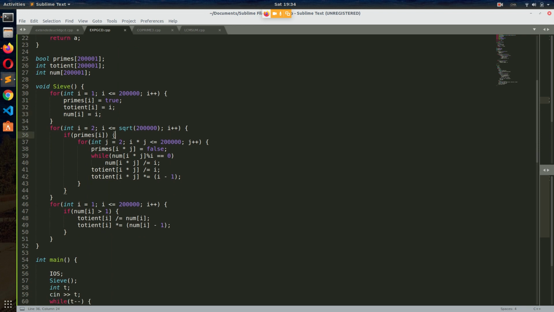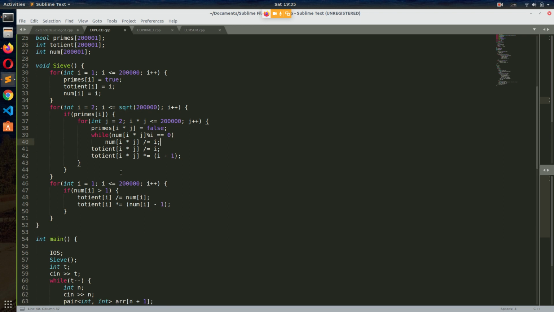So if a number is prime, just like in the standard sieve, mark all its multiples as false, and keep dividing that multiple by I until it is no longer divisible by I, removing all the factors of I from it, and multiply the totient by (I minus 1) by I, so 1 minus 1 by I basically.